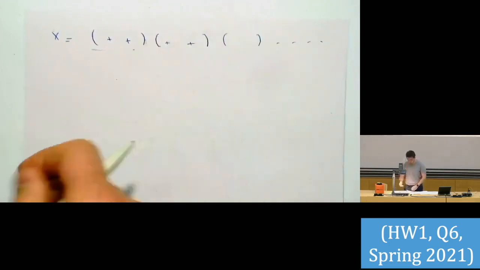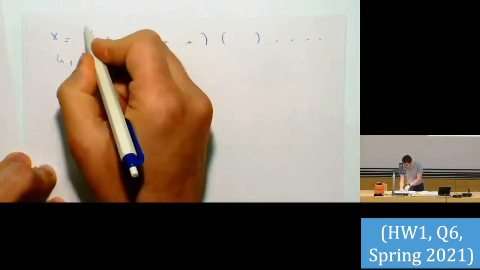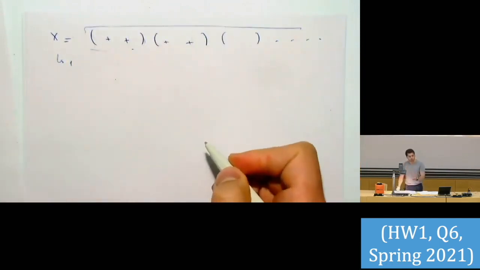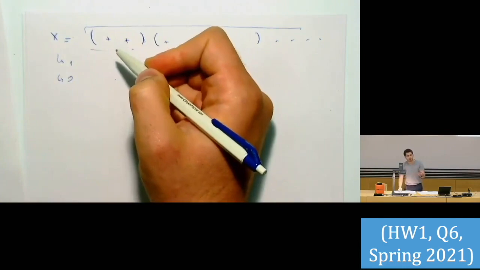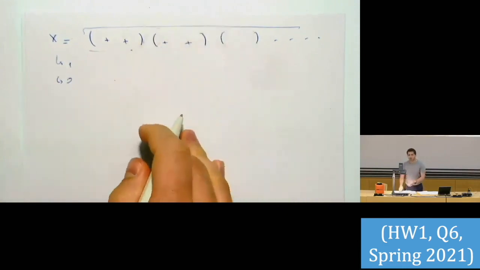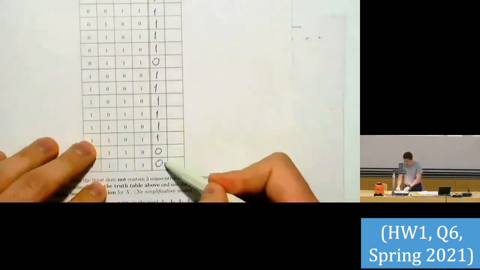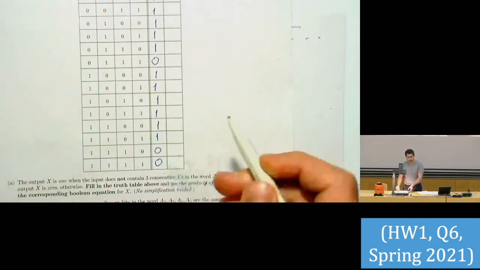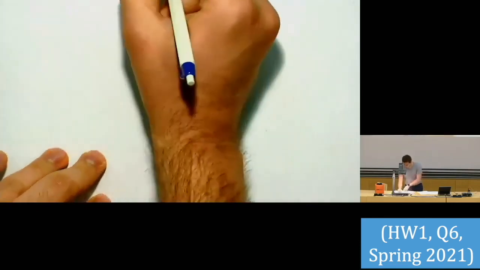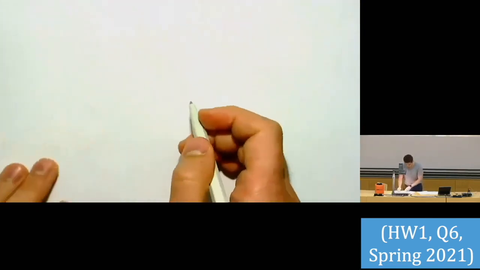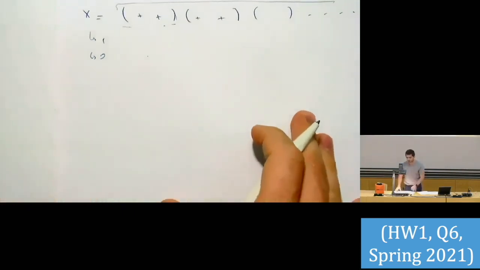So what the product of sums says is that X will be 1 if all of these terms are 1. Or in other words, X will be 0 if one of these terms is 0. I'm going to pick the second option because it will be easier for me to write the Boolean equation. Why? Because I have fewer zeros, and I'm going to write my equation based on that. So I'm going to make X 0 if one of those terms becomes 0.